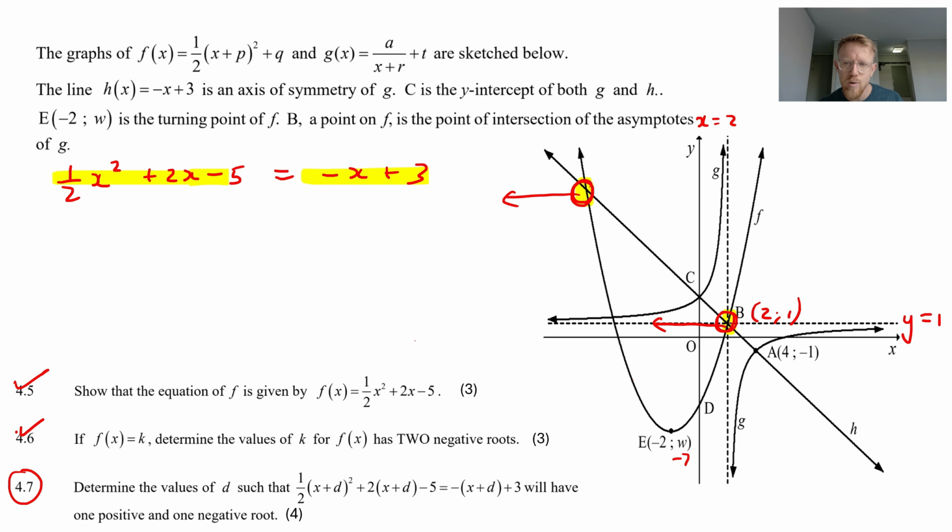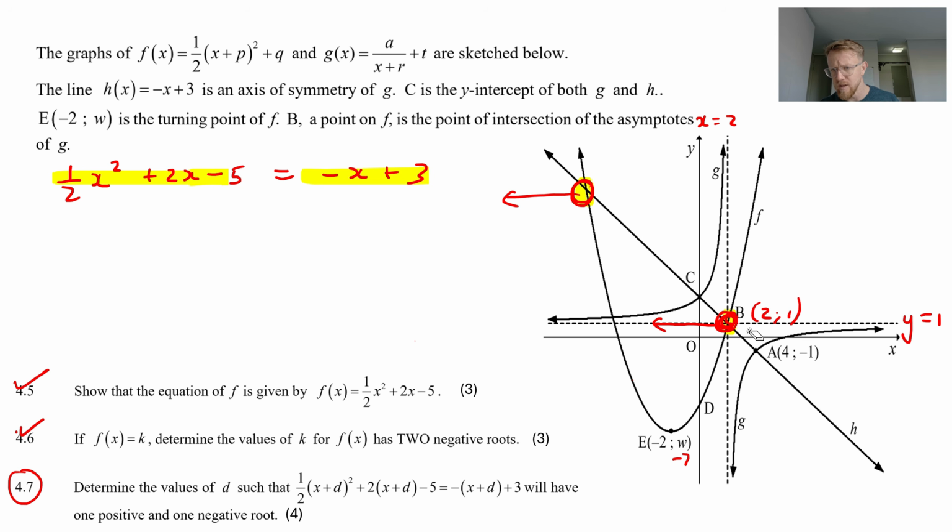Can you see that if you had to move it far enough to the left, this x value here would actually end up becoming a negative value? Can you see at the moment it's a positive value, it's a positive 2.